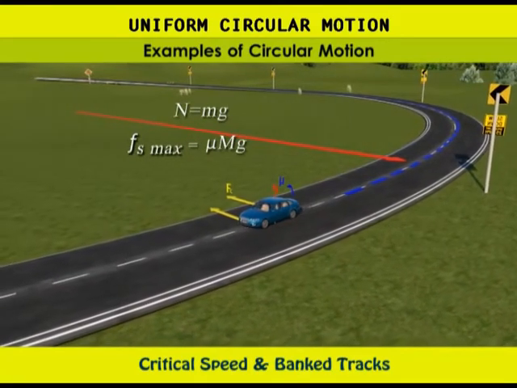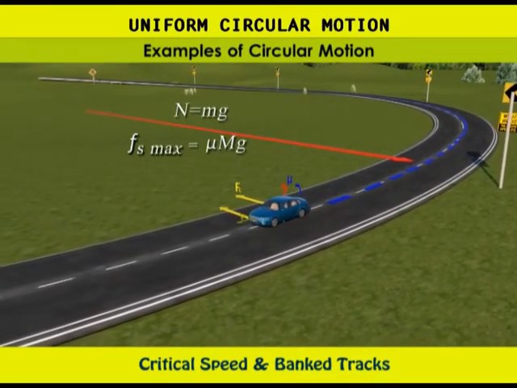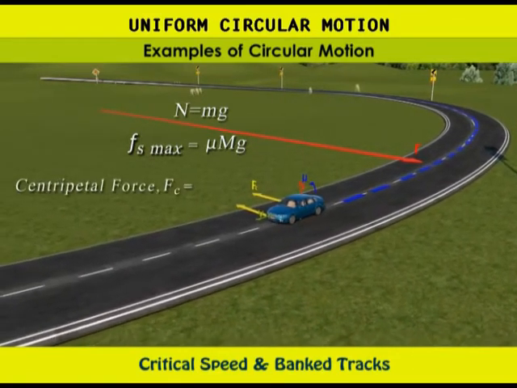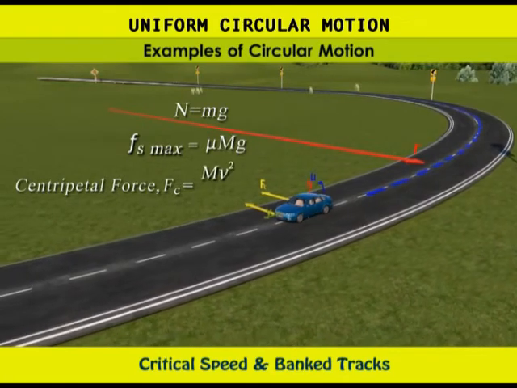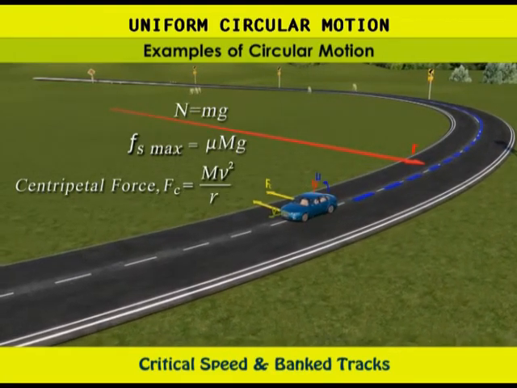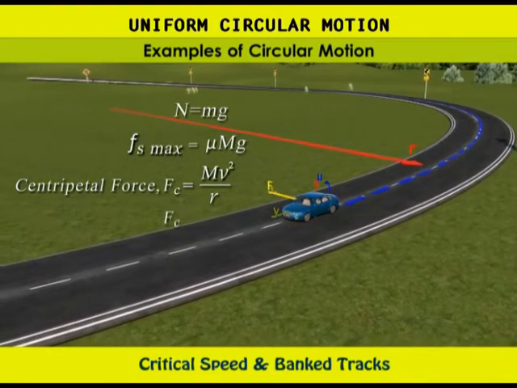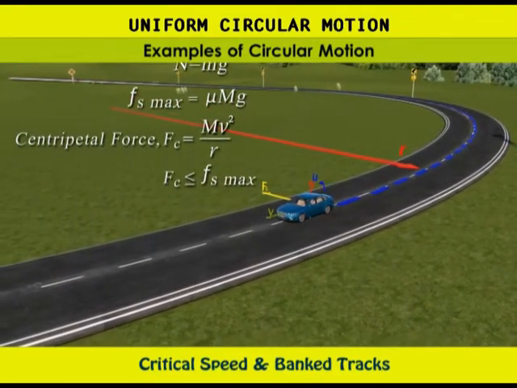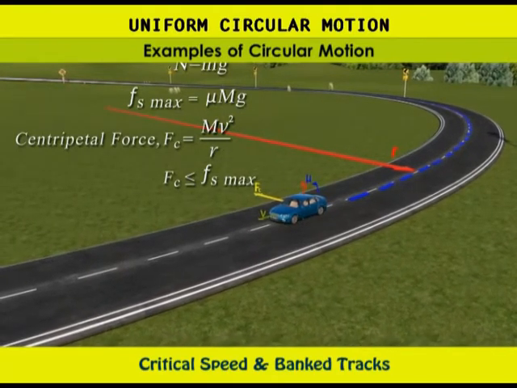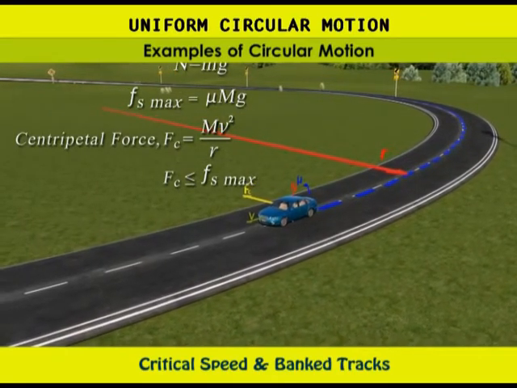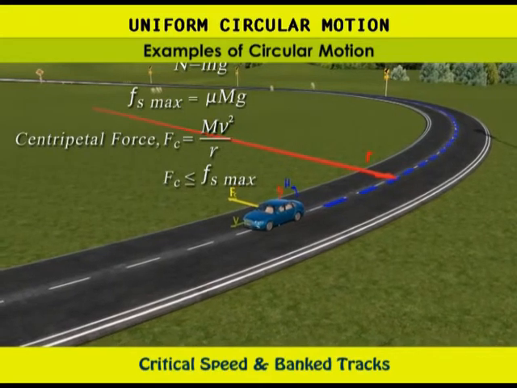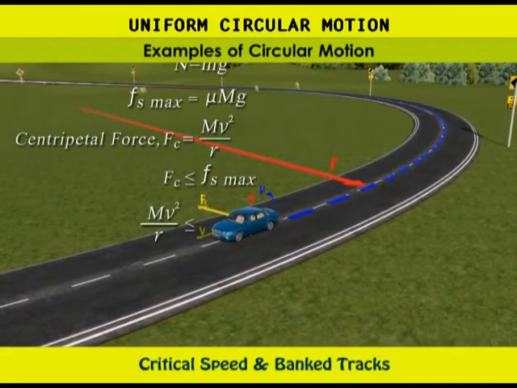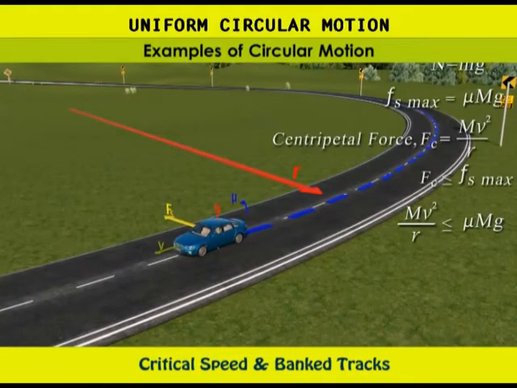While making a turn, if the velocity of the car is v and the radius of the arc is r, the centripetal force acting on it will be equal to mv squared over r. For the car to make a safe turn, the required centripetal force should be less than or equal to the static friction, which implies that the velocity of the car should satisfy the relation mv squared over r is less than or equal to mu mg.